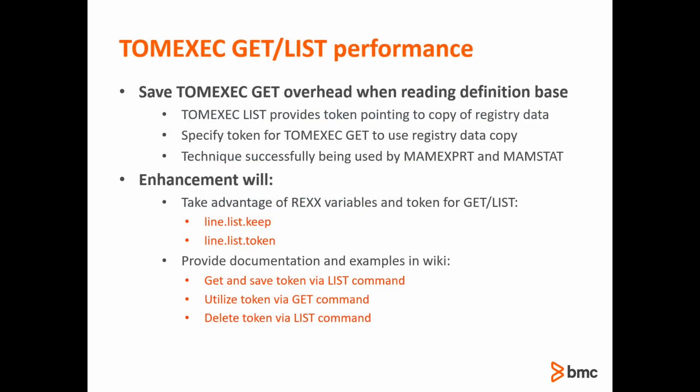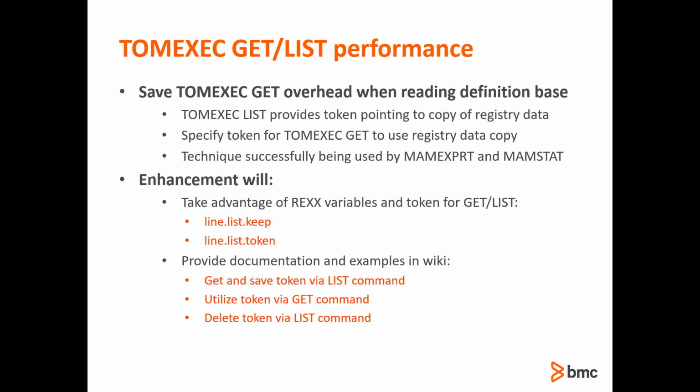During version 8.2, an enhancement was made to the TOMEXEC list and TOMEXEC GET commands. It was done to improve the performance of the MAM export and MAM stat utilities. Generally, when users want to process many objects in an object definition base, they will issue TOMEXEC list. This is followed by TOMEXEC GET for each object to be processed. Each TOMEXEC GET command utilizes resources to obtain the information on the object named in the command.